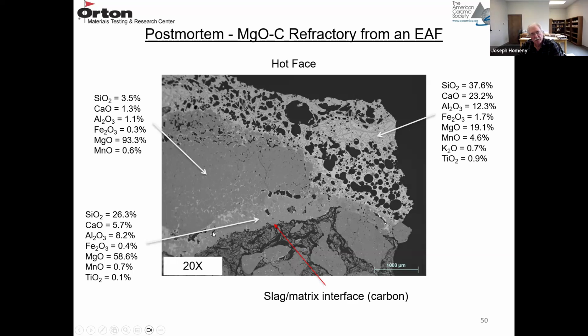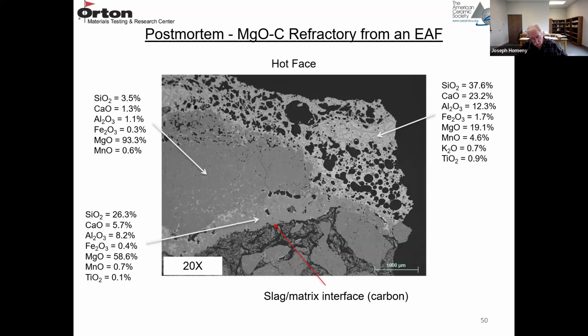The matrix is the weakest region. It's attacked first. The carbon, from either the residual resin or the flake graphite, is being removed. You have a decarburized zone. The slag penetrates there, and then the coarser MgO aggregates are being attacked by the slag. They're pretty good in terms of corrosion resistance, and this is a basic type slag, got a lot of lime in it, and MgO. So that's what I have today.